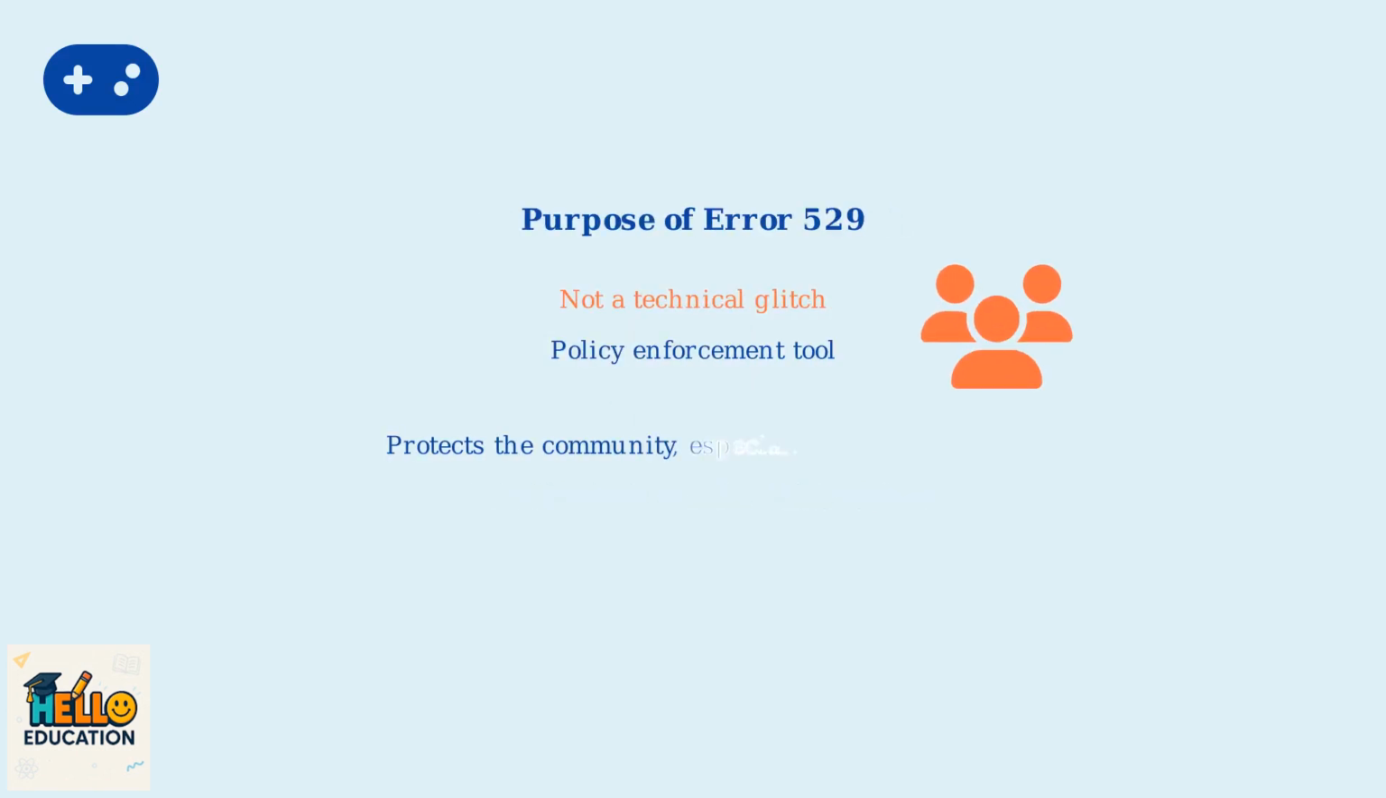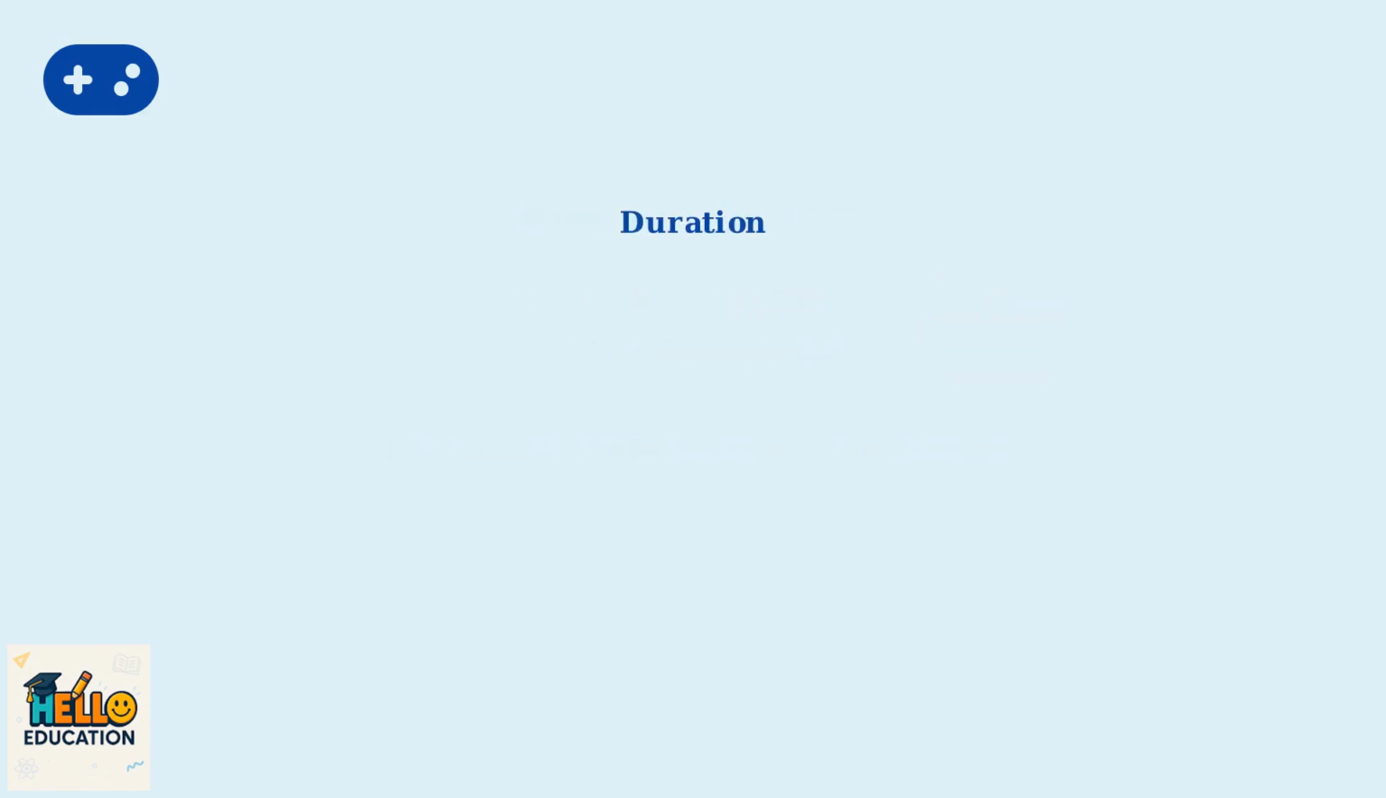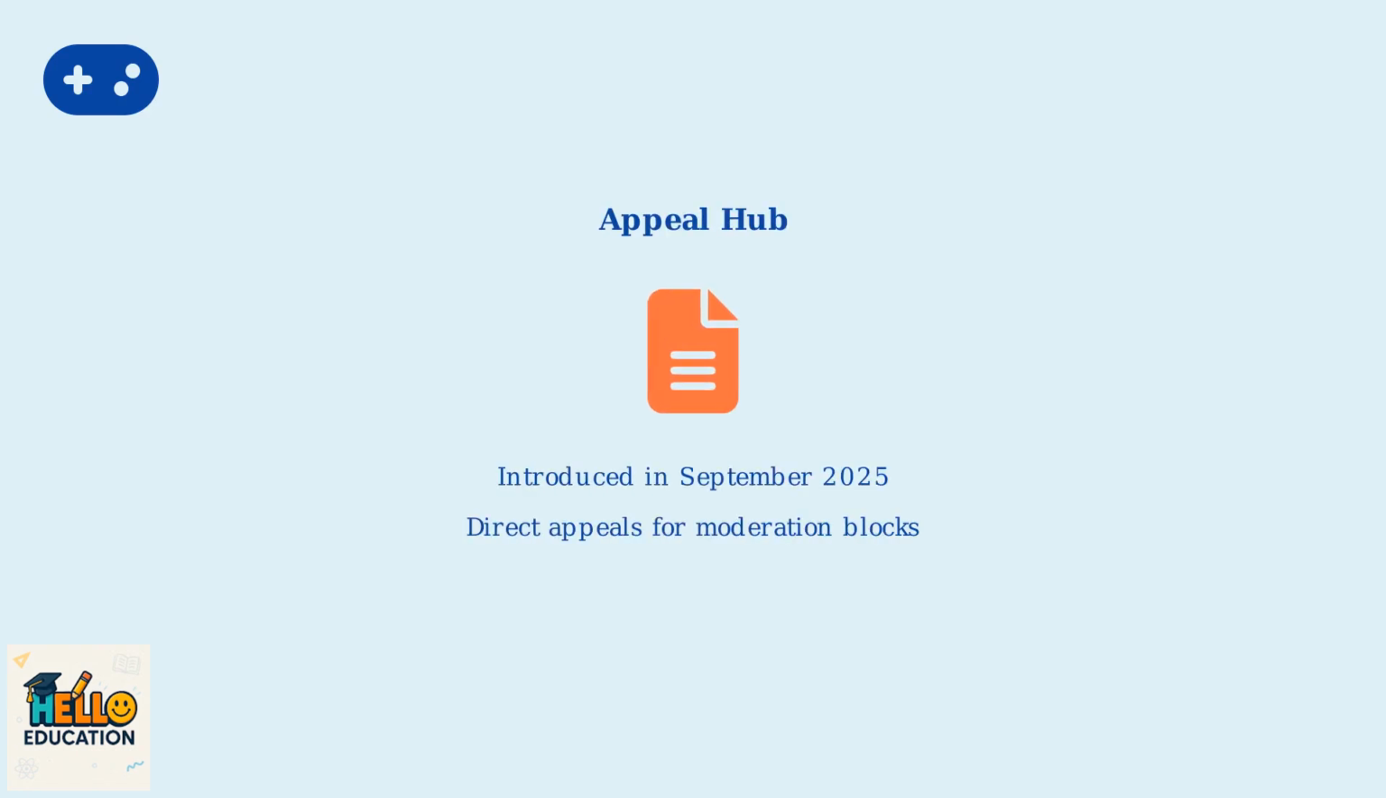The error is not a technical glitch, but a policy enforcement tool designed to protect the community, especially younger users. The error can be temporary or game-specific, lasting from hours to days, indicating a cooldown period. Roblox introduced an appeal hub in September 2025, allowing users to directly submit appeals for moderation-related blocks.